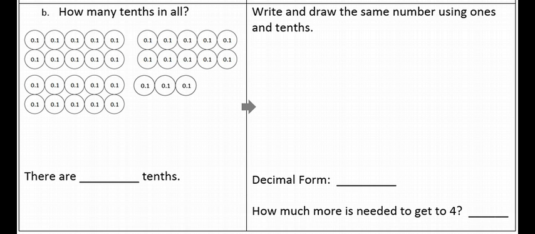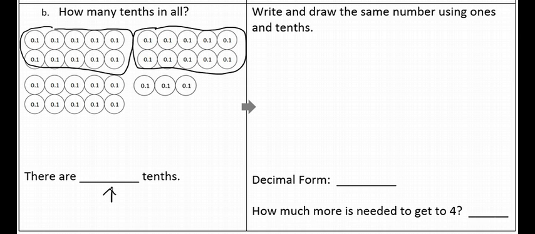Here's another example. I have some tenths. I need to first show how many tenths I have altogether. Again, they've been grouped. So here's 10 tenths, another set of 10 tenths, and one more set of 10 tenths. So altogether there I have 30 tenths, and then I have 3 more. That means in all I have 33 tenths. Each disc represents 1/10.